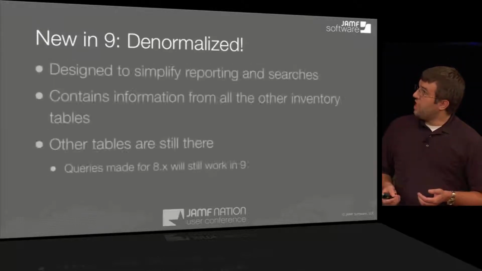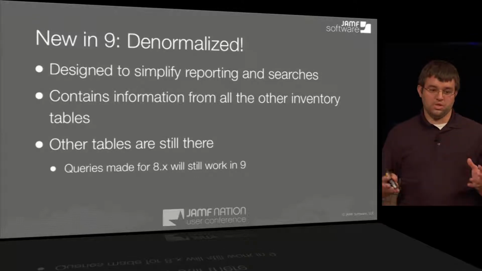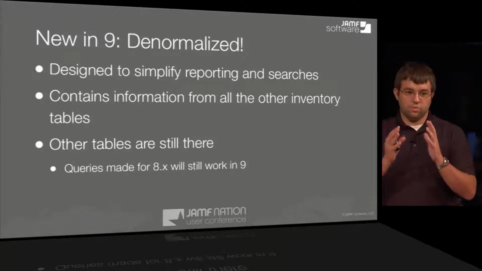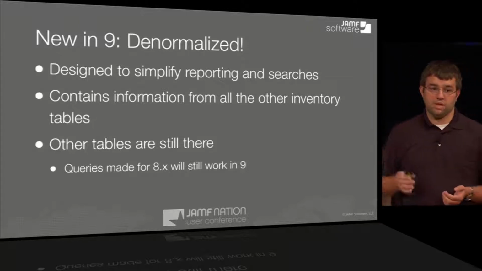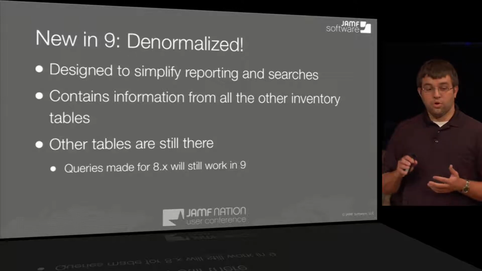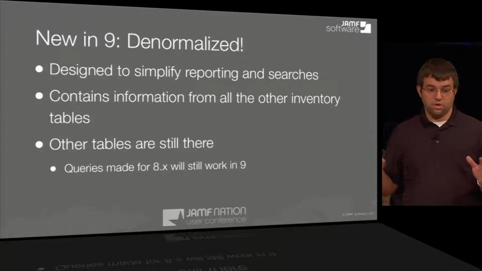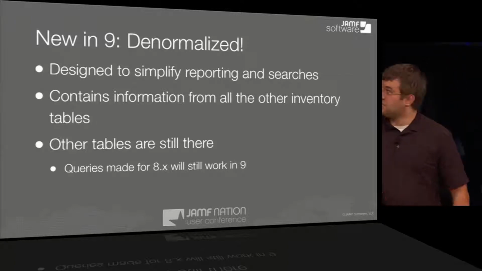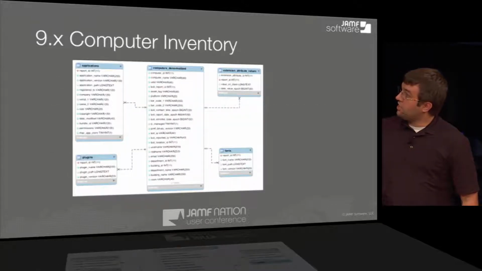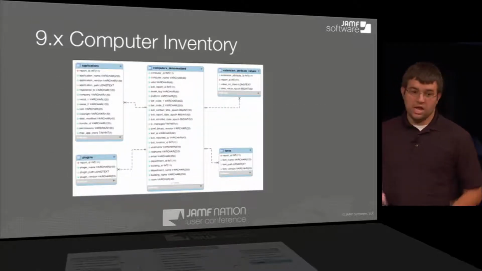To help with this, in version 9, we've introduced the concept of a denormalized table. What that means is that we've taken a lot of the inventory information that was in separate tables, and we've pulled that all into one giant table, as a one-stop shop for the inventory information. Something important to note is that all the other tables are still there, so anything that you've currently written in 8 or you're going to write will continue to work as you move forward to 9, so you don't have to rework all of that. But if we take a look at the schema in 9 that you need for reporting, you can see it's already a lot simpler.